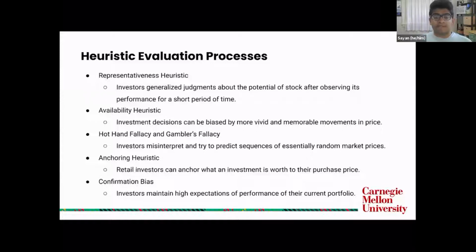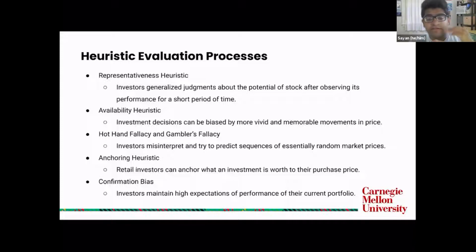People also assess the likelihood of events with the salience of the event. So investing decisions can be biased by more vivid or more memorable movements in stock prices, what other investors are purchasing, and similar salient events, rather than the less salient information, such as the history of dividends paid by a company.